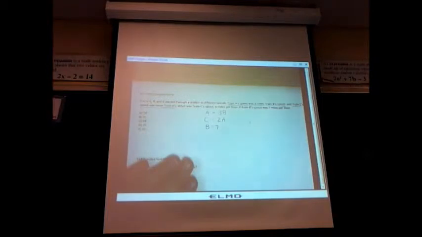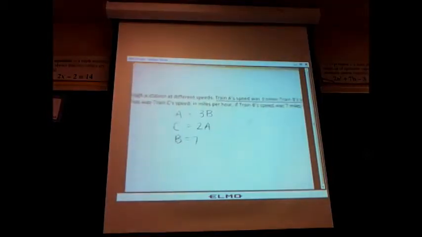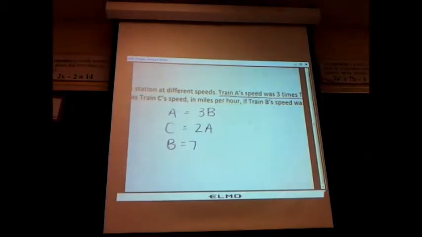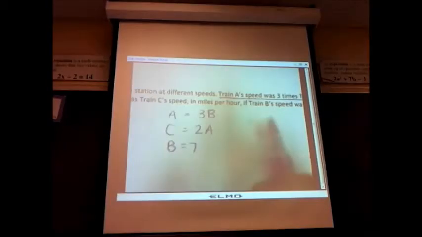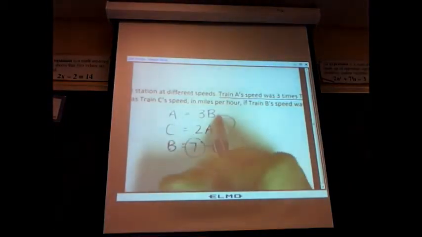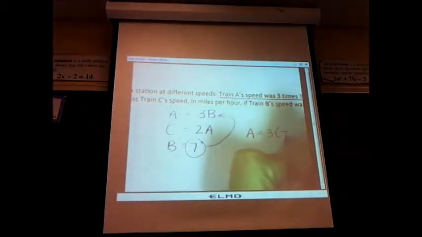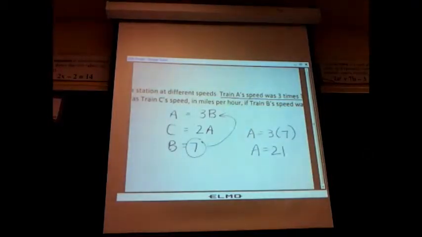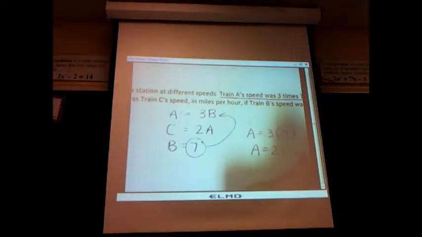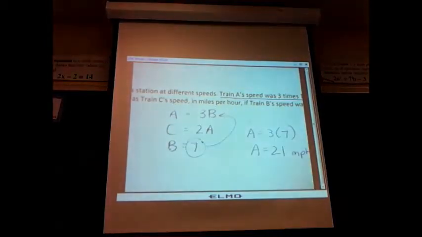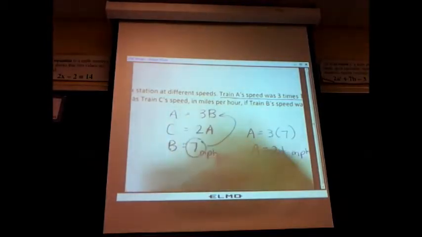So they just told me that train B was 7. Alright, well if I know that train B is 7, I can right away figure out what train A is. If train B is 7, I can substitute 7. So train A is 3 times 7, which is 21. So now I know train A's speed, 21 miles per hour. They already told me train B's speed, 7 miles per hour.